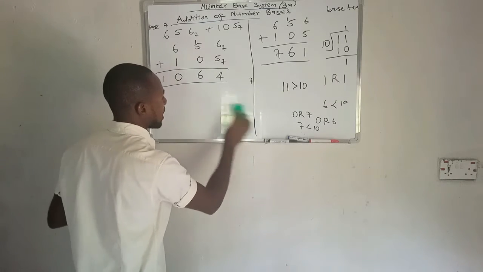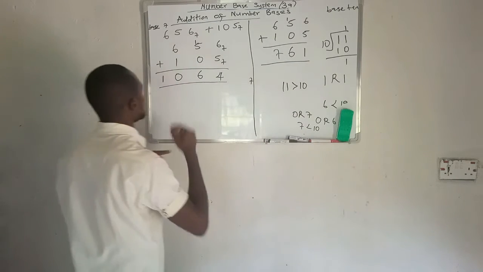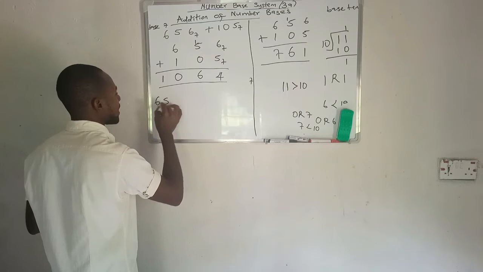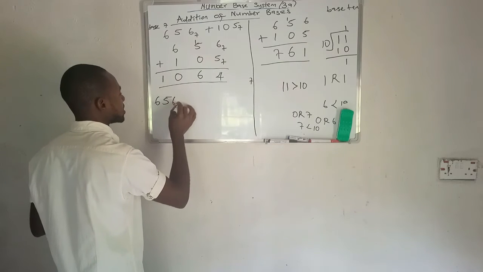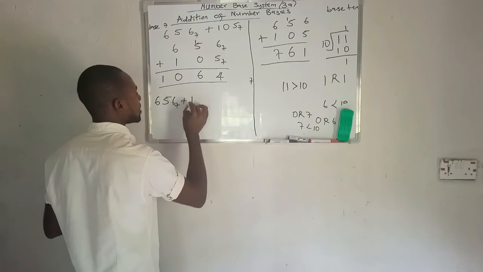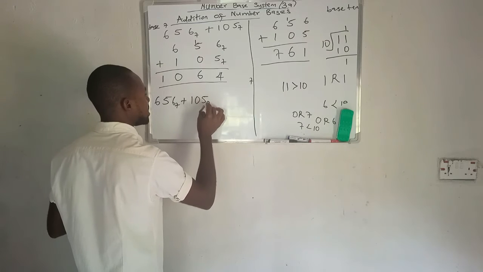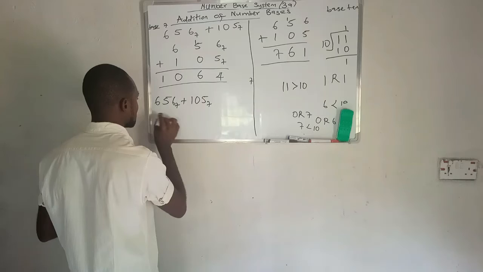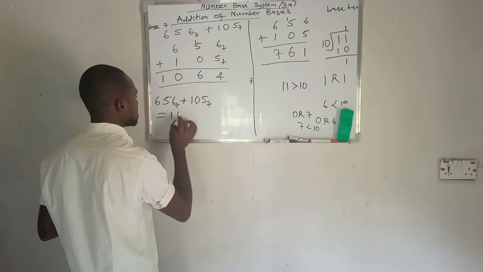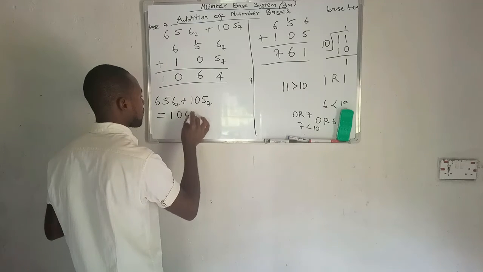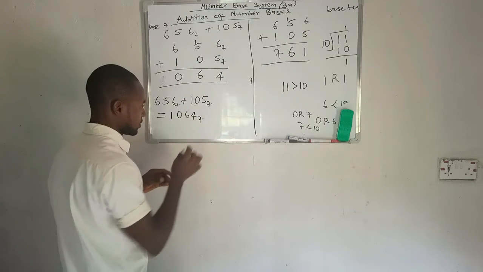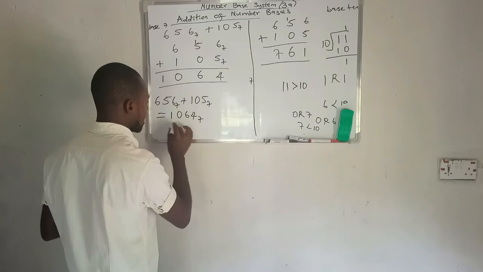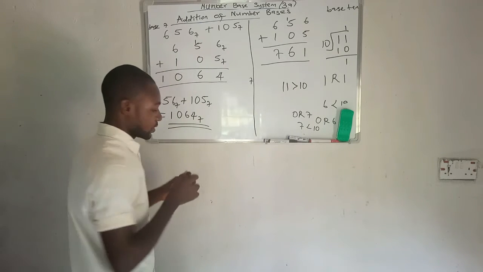So we have 656 base 7 plus 105 base 7 will be equal to 1065 base 7. And that's our answer, that's our result.